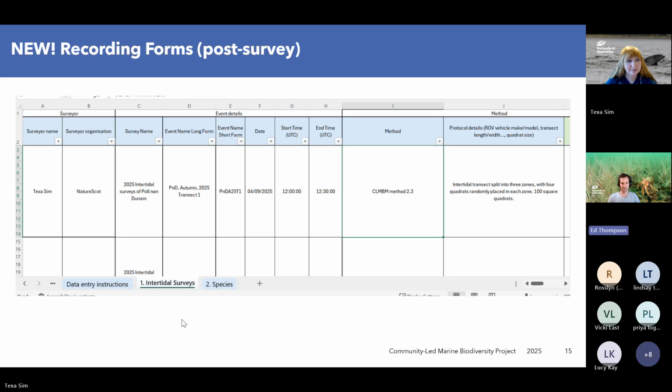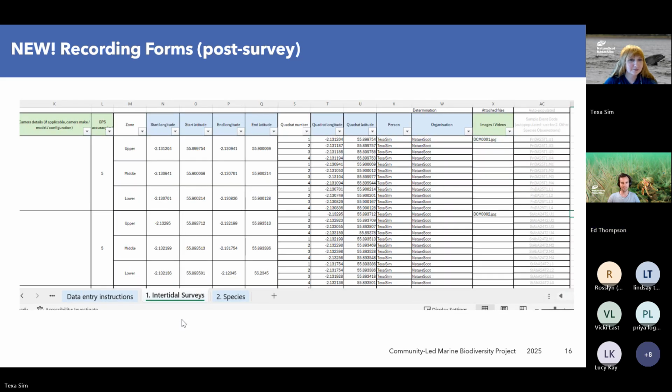Should we move to the next one? Yeah, so this is for the quadrats. I'm not going to explain in too much detail because I think ultimately it's worth just having a play around and having a look at the spreadsheets and gaining some familiarity with them.